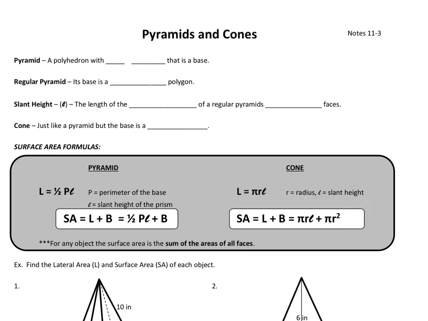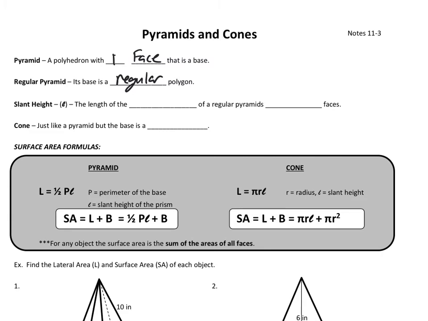So we also want to look at the surface area of pyramids and cones. A pyramid is a polyhedron with one face that is a base. You can think about the pyramids in Egypt, what they look like. That's a great example of the kind of pyramids we're talking about, although the base can be any polygon. A regular pyramid is a pyramid whose base is a regular polygon.